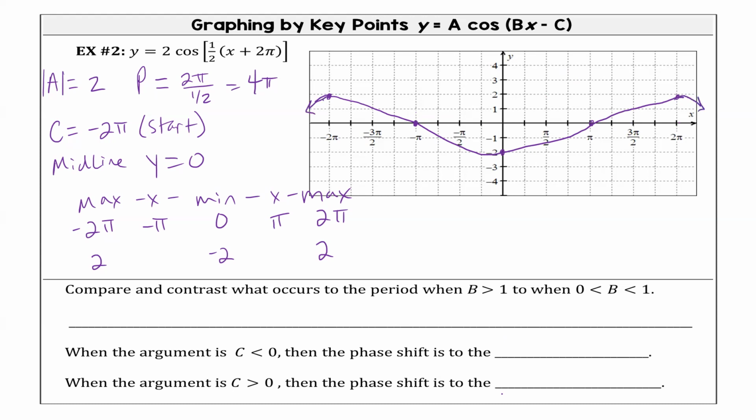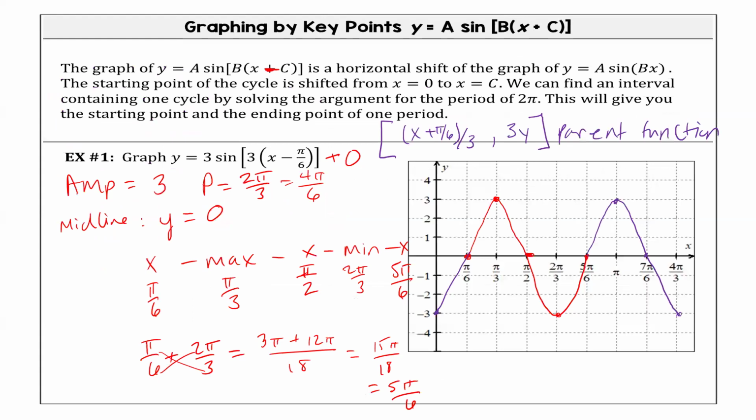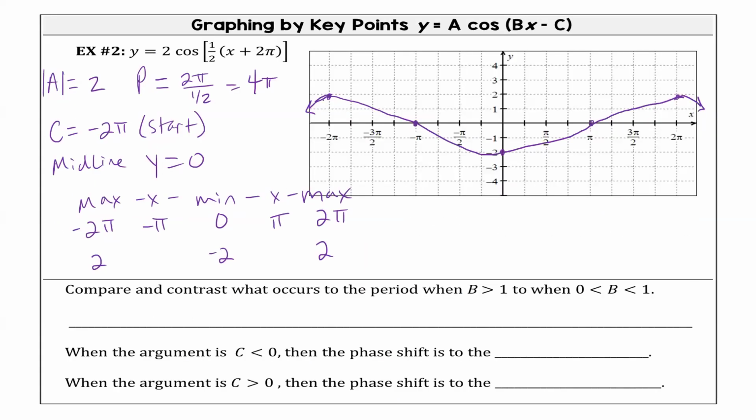Okay. All right. So when you're comparing and contrasting what occurs to the period when B is greater than 1 and when B is between 0 and 1, what did you notice? So like our B on example number 1 is greater than 1. Our B on example number 2 is less than 1, but greater than 0. So what do you notice happened?